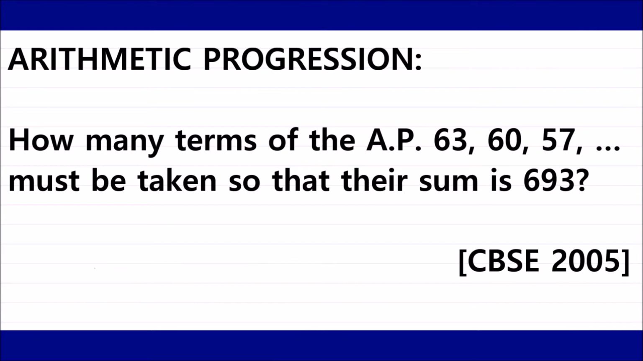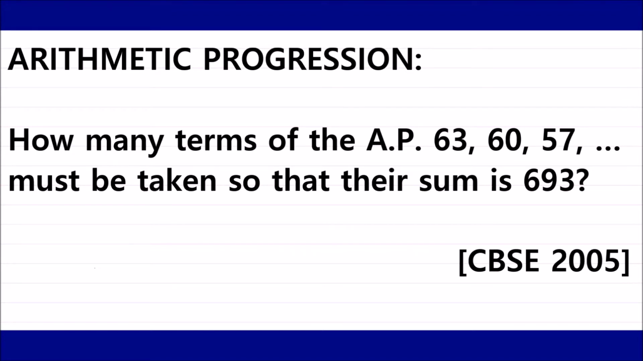The given question is: how many terms of the AP 63, 60, 57 must be taken so that their sum is 693? So guys, this is one of the very straightforward and easy questions, but it is an important question, and it came from the chapter Arithmetic Progression. This particular question came in the CBSE board exam in the year 2005. So let's see how we are solving this question.